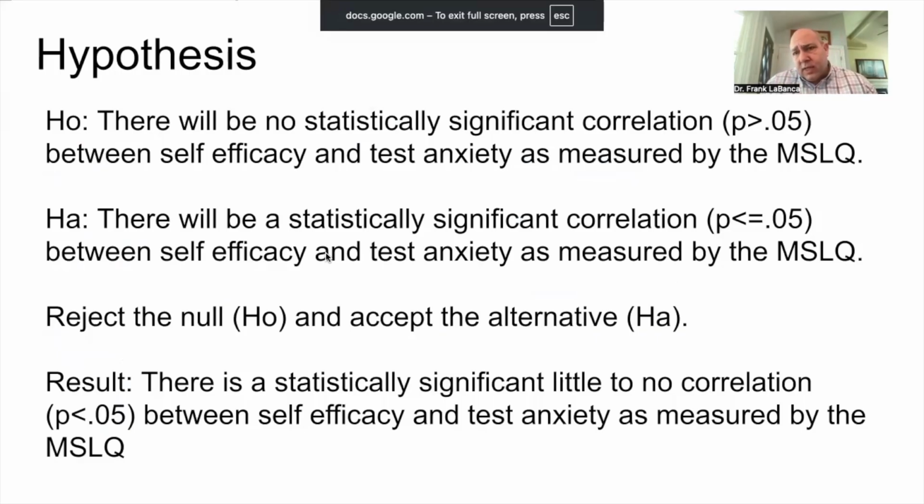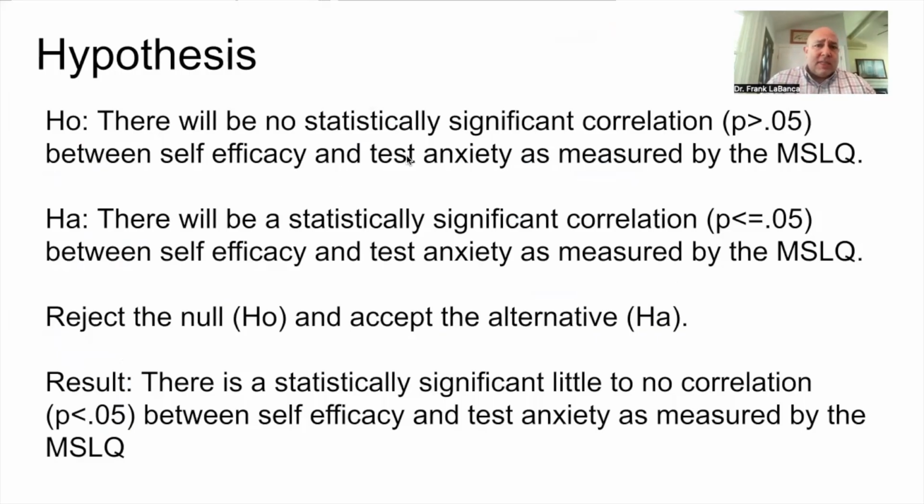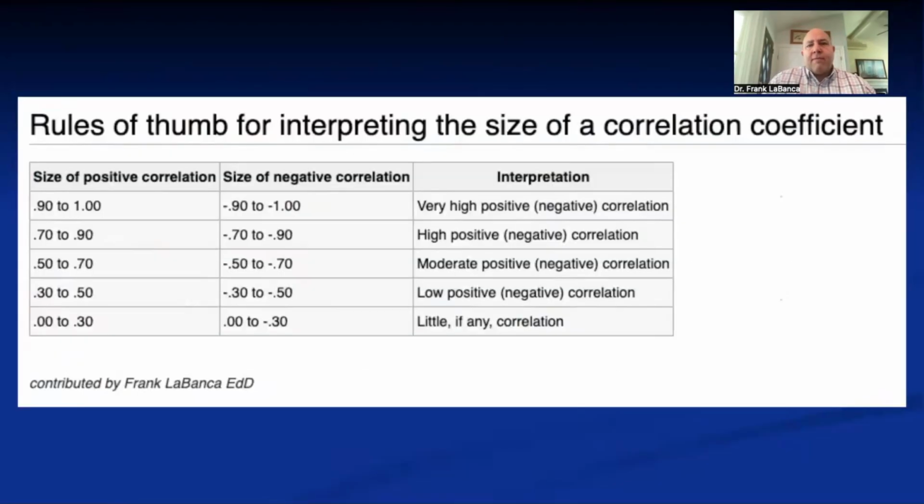So let's look at those results again. There will be no statistically significant correlation. There will be a statistically significant correlation. We reject the null. We accept the alternative that there is a statistically significant little to no correlation between self-efficacy and test anxiety. If you remember, we have the rules of thumb for interpreting the size of the correlation coefficient.